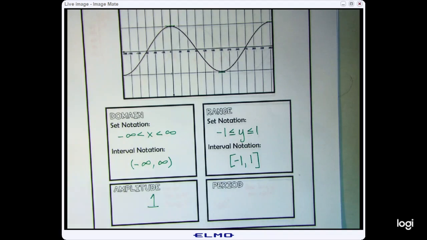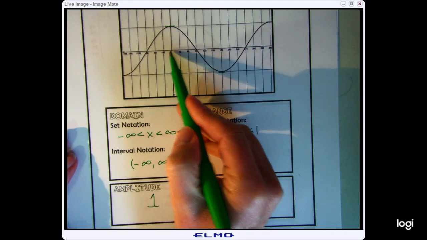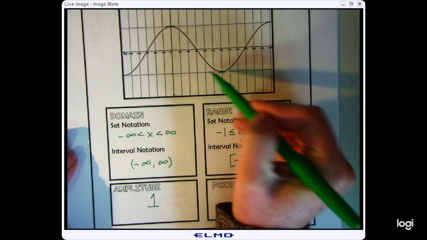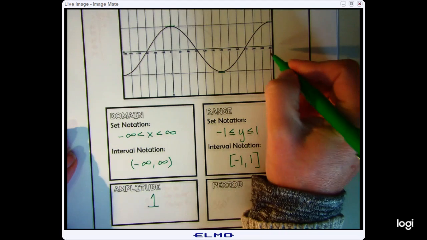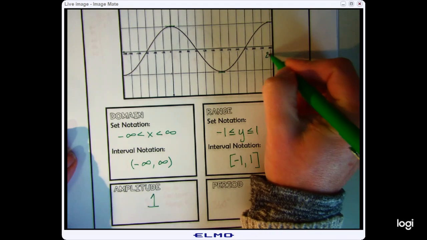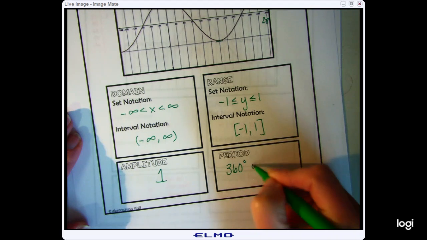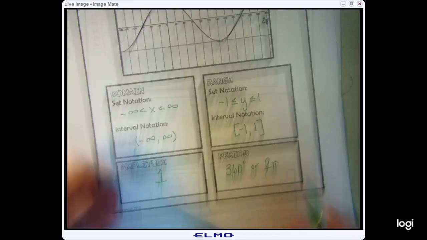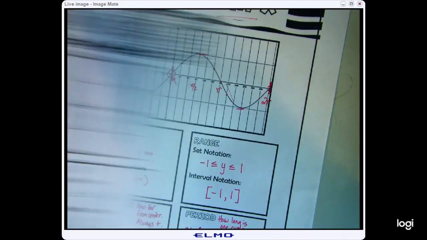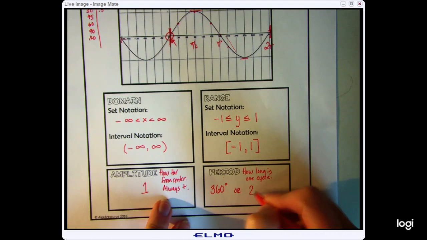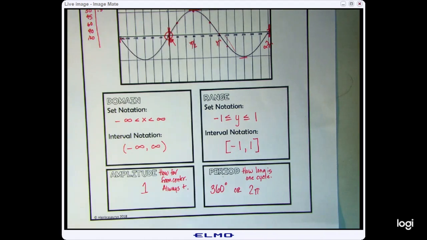And what's our period? How long does it take to do one cycle? Okay, we're at the peak here, we're at the maximum, and we're back at the maximum here, which is 360 degrees or 2 pi radians. And I should have put that over here on my sine, 360 degrees or 2 pi radians.